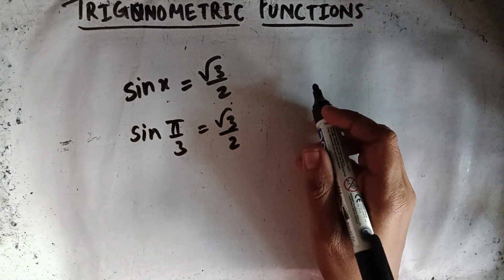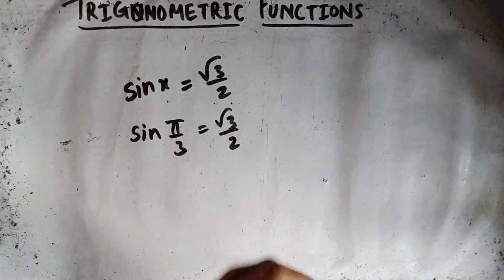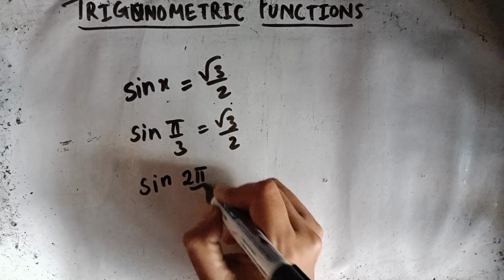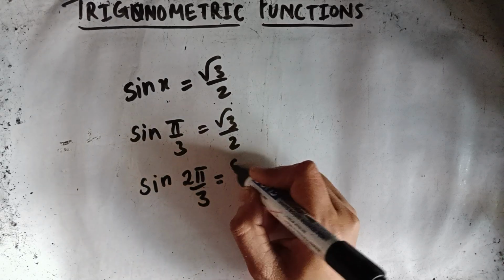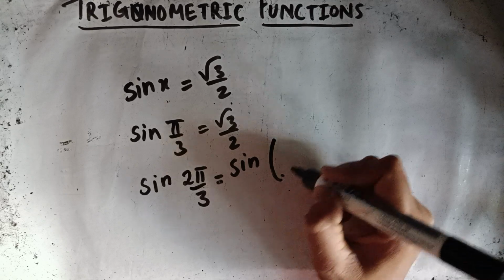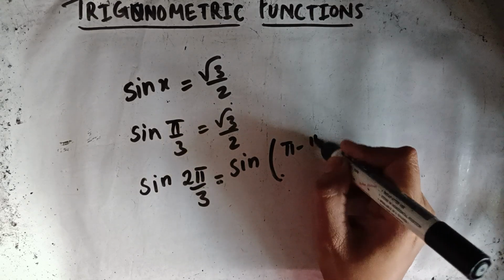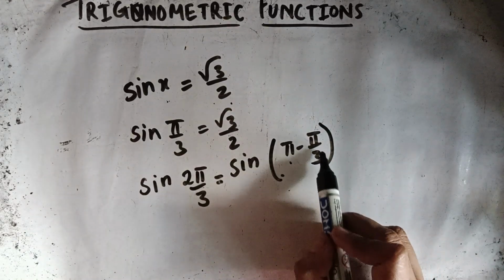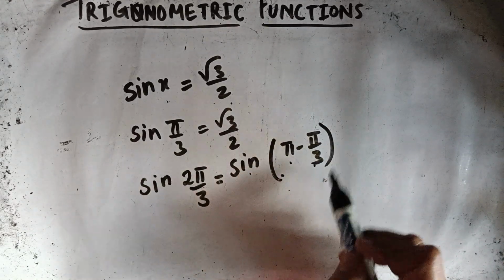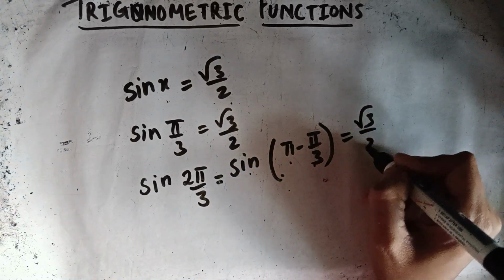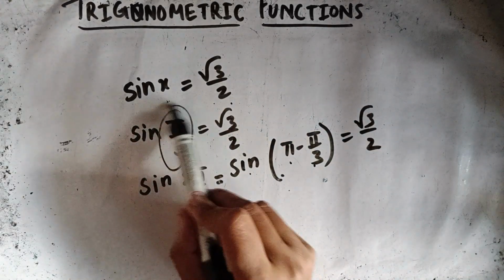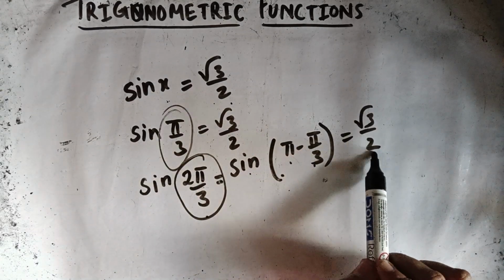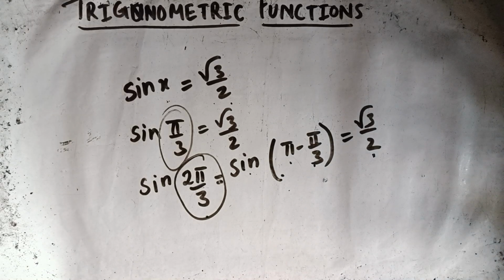Similarly, after pi, the value repeats. So for sin of 2 pi by 3, which we can write as sine of pi minus pi by 3, that is, pi we treat as 0, so sine of pi by 3 is again root 3 by 2. So these are the two principal values for which the answer is root 3 by 2.